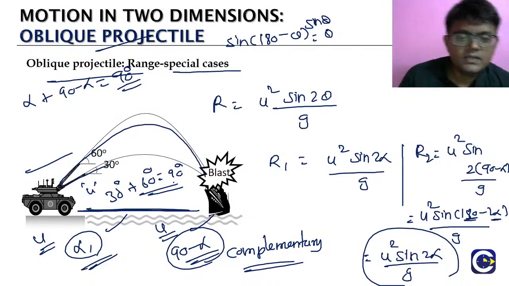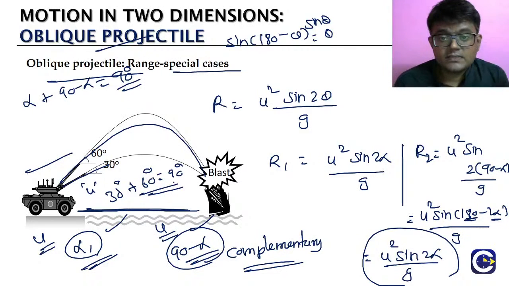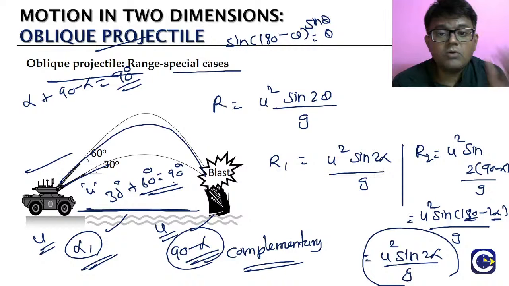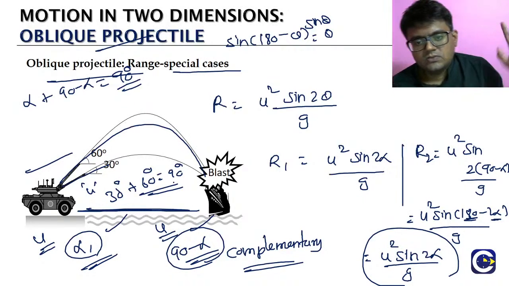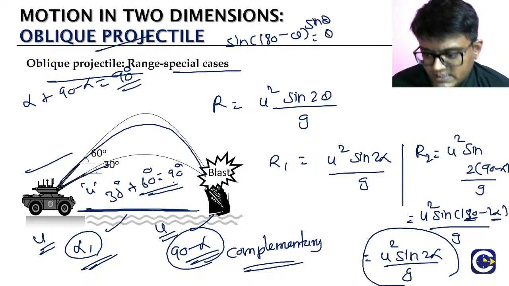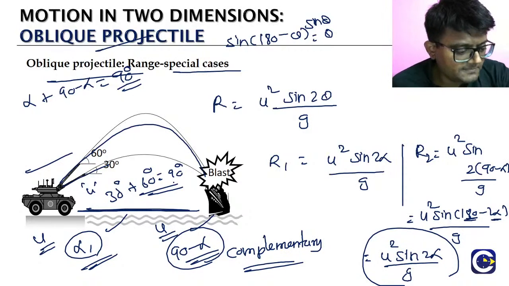So what is the result here? If there are two projectiles with the same velocities and complementary angles of projection, both of them are going to have the same range, but the maximum height will be different. In the two projectile paths you will see that the maximum height is different, but both have the same range. Okay? This is an important result in the range calculation.